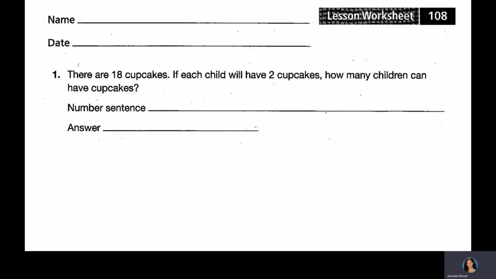Okay, number 1, it reads, there are 18 cupcakes. If each child will have 2 cupcakes, how many children can have cupcakes? Well, we know that we're trying to find how many children can have cupcakes. We know that there are 18 cupcakes. We also know that each child will have 2. Well, I'm going to draw a picture.